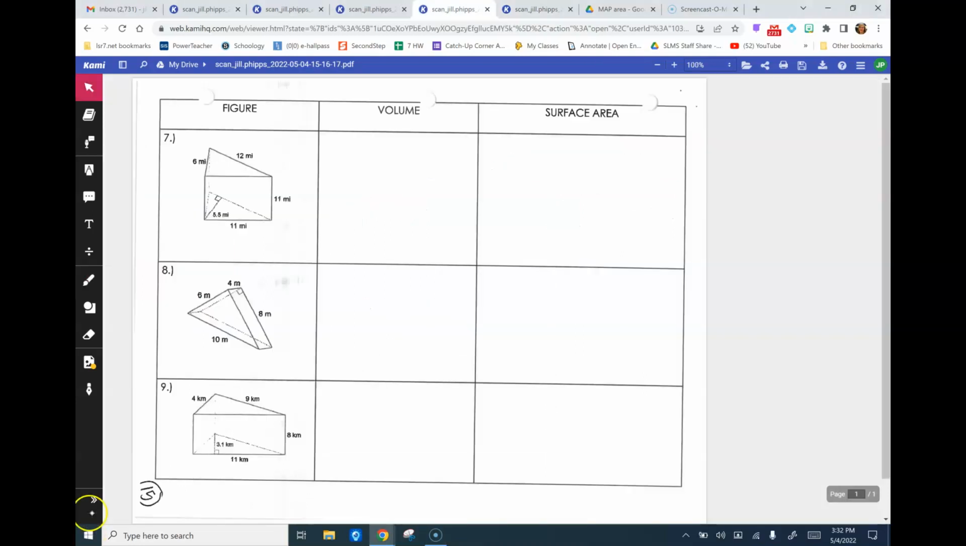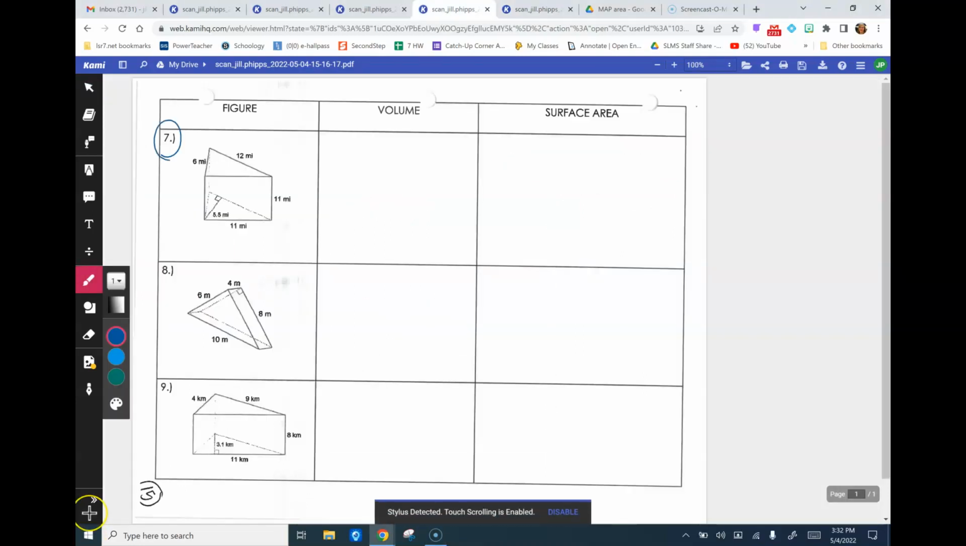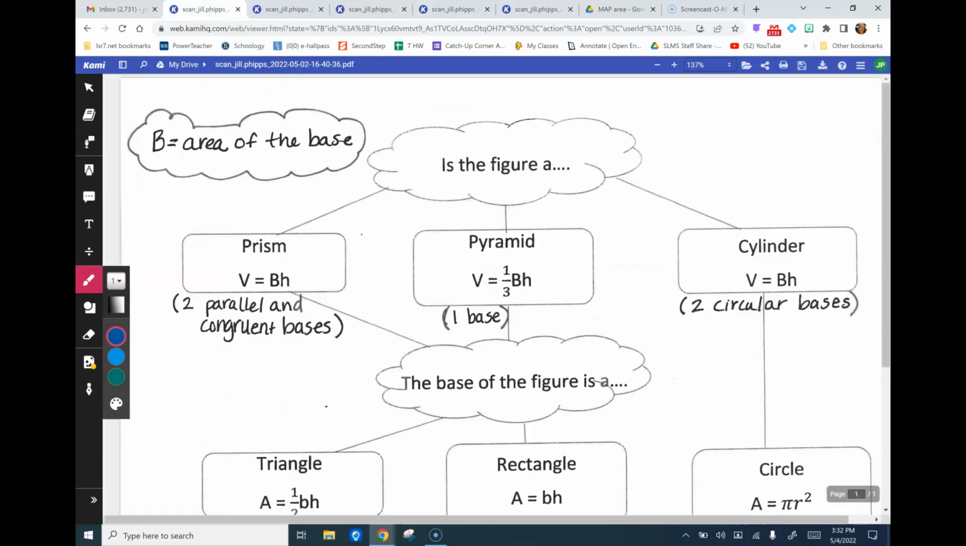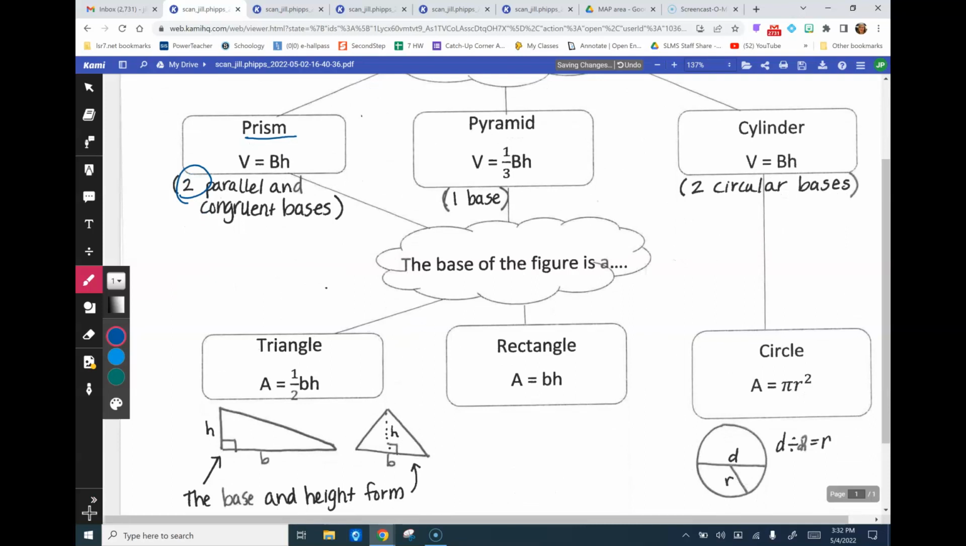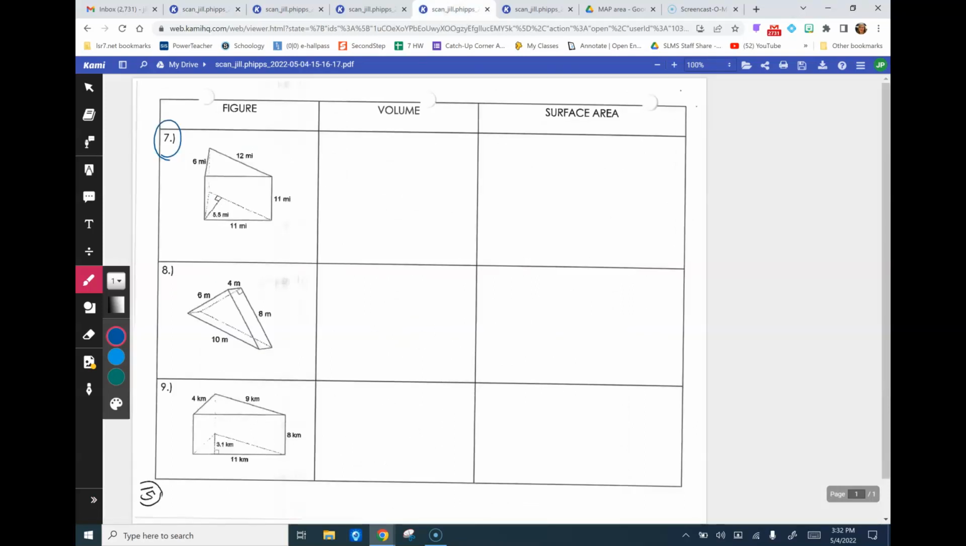So the next one we're going to go to is number 7, and number 7 I believe is on page 14, so look for number 7. Now look at that shape, look at what it is, go out to this sheet, and what do we know it is? Well, it's a prism, that's right, because it has 2 bases. But what is the base? What is the shape of the base? Let's look at it again. What is the shape of the base? So the shape of the base right here, what is that shape? That's right, it's a triangular prism.